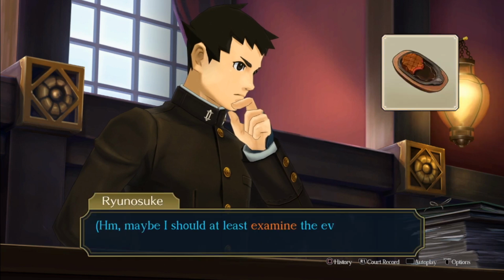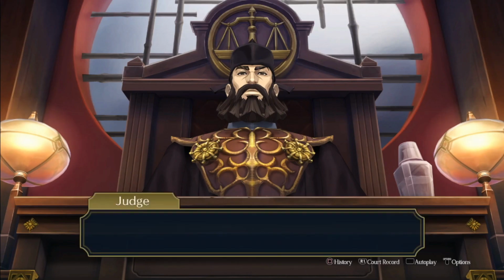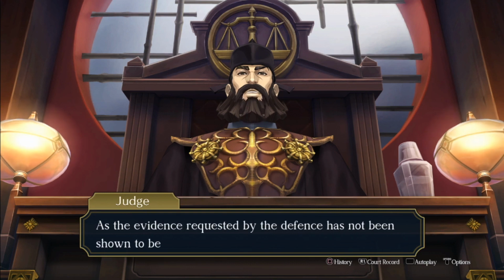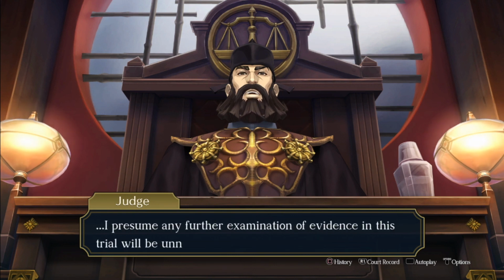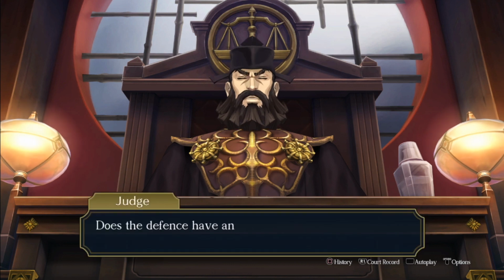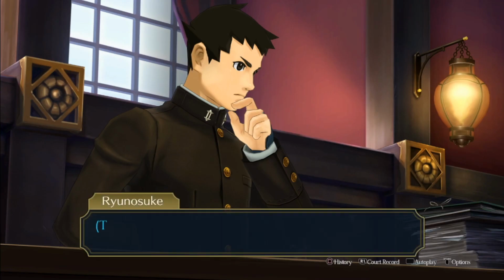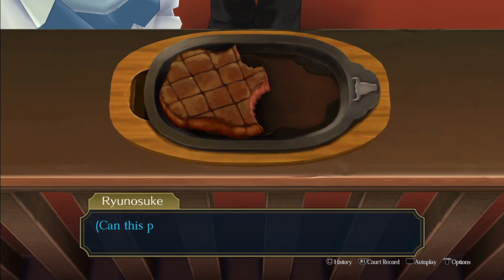Maybe I should at least examine the evidence for myself. As the evidence requested by the defense has not been shown to be problematic in any way, I presume any further examination of evidence in this trial will be unnecessary. Does the defense have any objection? Yes. That bloodstain was going to clinch the trial for me. Can this plate of steak reveal any other clues at all?